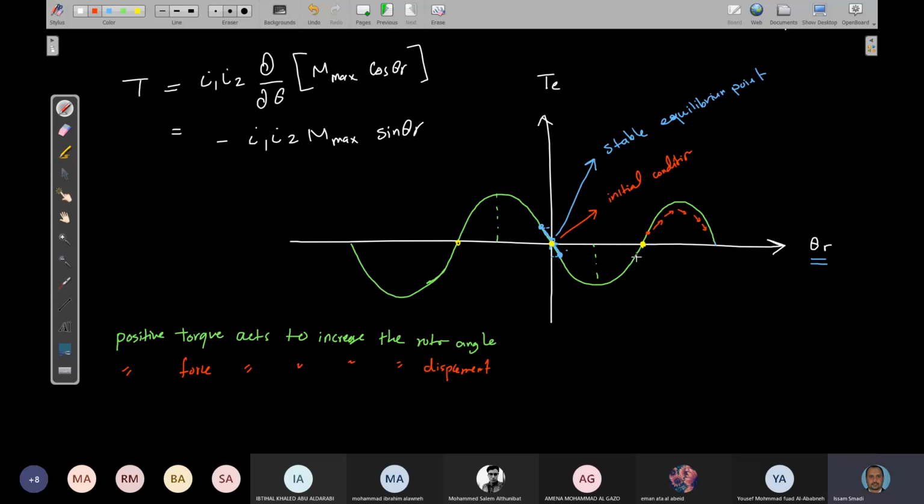Now let's assume the opposite scenario. For any reason, a disturbance happened and I am at this point now. At this point, the torque is positive or negative? Negative. And the definition of the negative torque is what? The negative torque acts to decrease the rotor angle. So simply, I will go in the opposite direction, correct? So this is an unstable point. This can be seen as the definition of the stable equilibrium point and the unstable point.